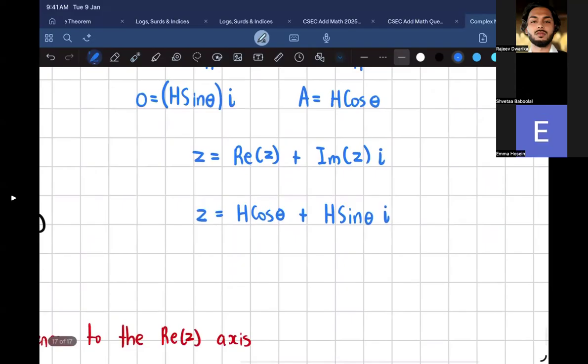Right. Are you all seeing anything in common with these two? They both have H. So we could pull out the H and write that H is really R.